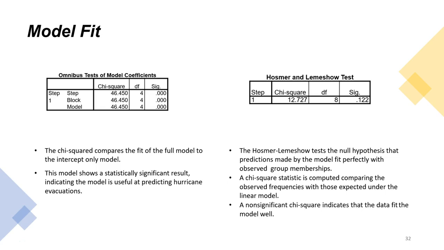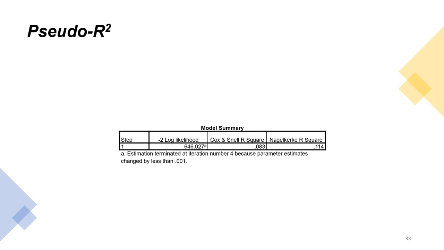There's another output that we get that looks at the goodness of fit, which is the Hosmer-Lemeshow test that shows how well the model fits the data. In this case, we are looking for a non-significant chi-square, which we see that it is. So again, we can conclude that the data fits the model well.